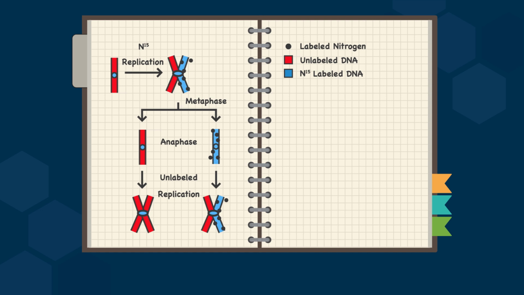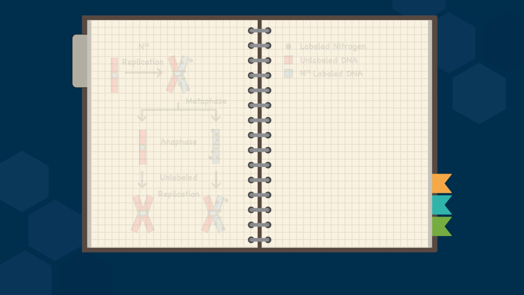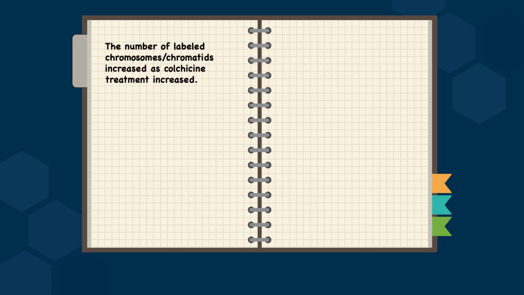The results from Taylor, Wood, and Hughes's experiment showed that the number of labeled chromosomes or chromatids increased as the length of colchicine treatment increased, indicating that the number of post-labeling replication rounds also increased. This confirmed that colchicine does not block DNA replication.